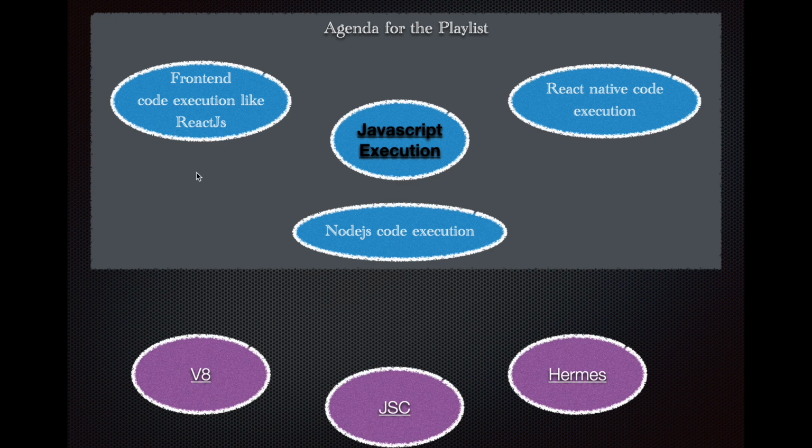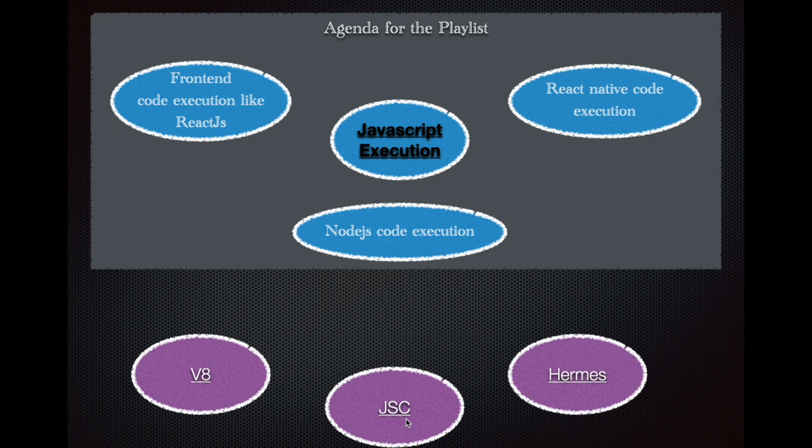So the V8 engine is used by React.js in a browser environment like Chrome. It varies according to the browser. Similarly, JavaScriptCore is used by Safari. Node.js environment also uses the V8 engine. If you think about Hermes, it is used by the Android React Native environment. Similarly, for React Native iOS, JavaScriptCore is used in their environment.